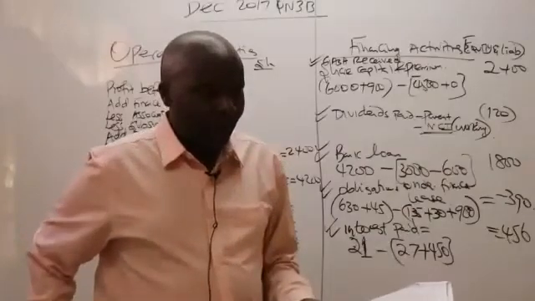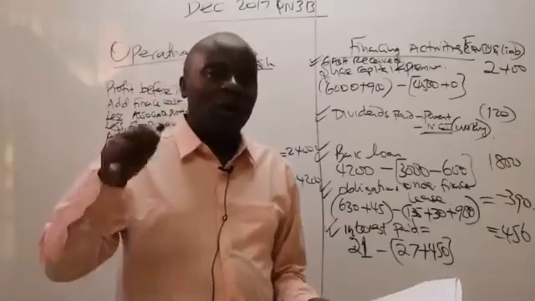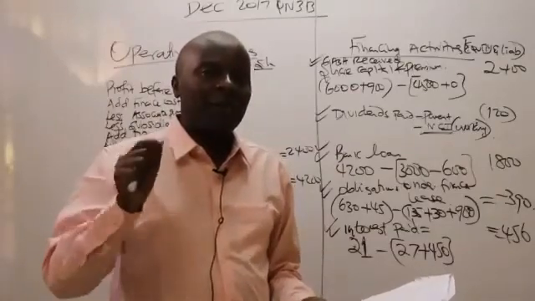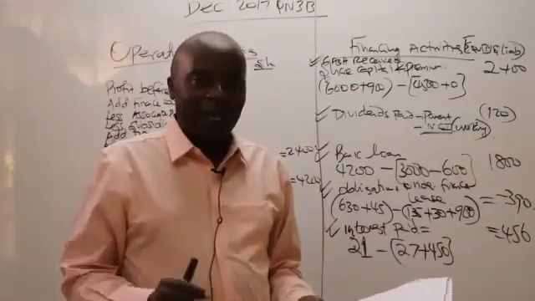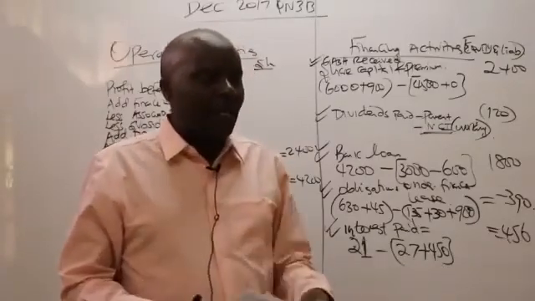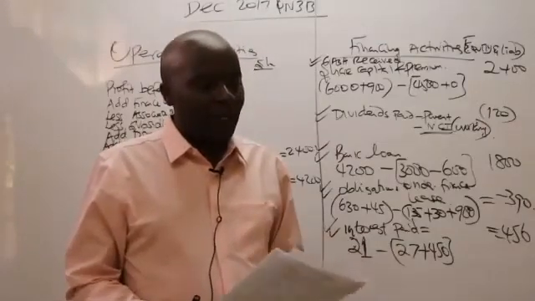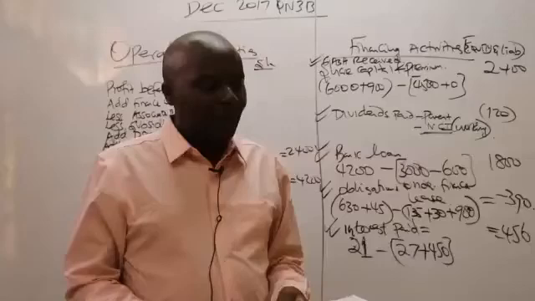So I say negative 144, the tax that was paid. Please don't work with the tax that was in the income statement only. No. That is tax for the year.